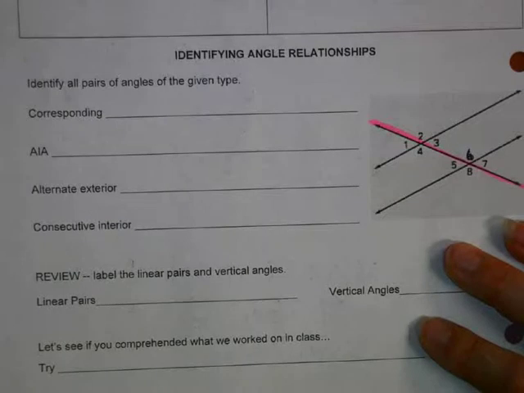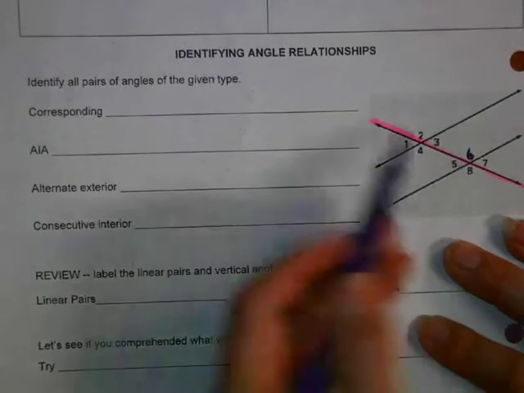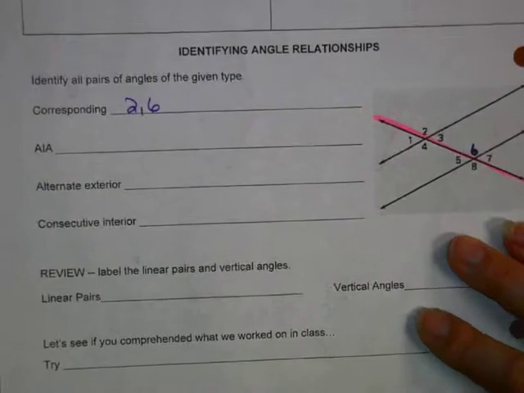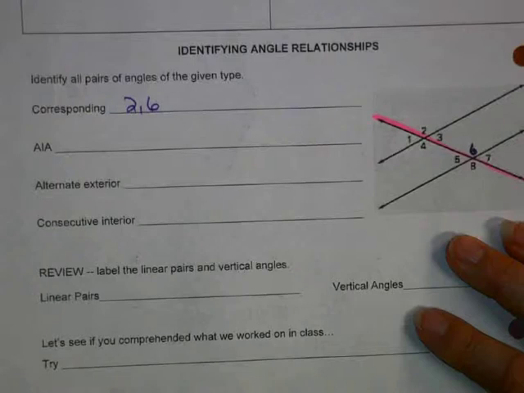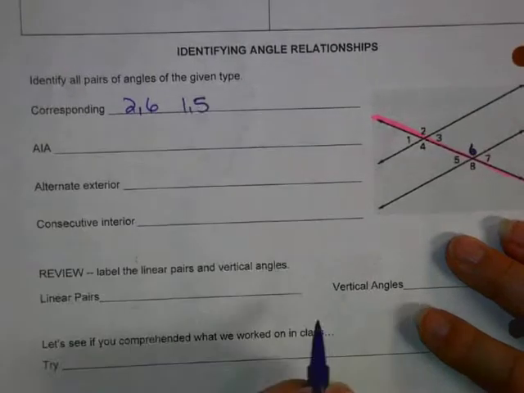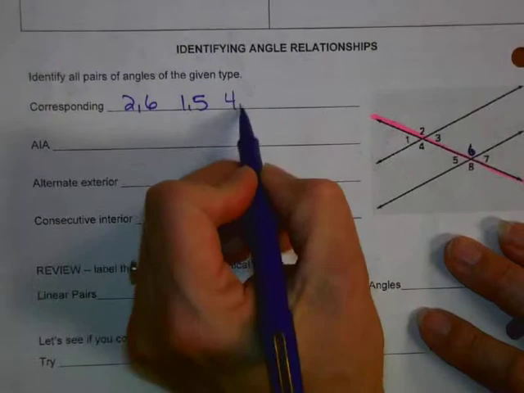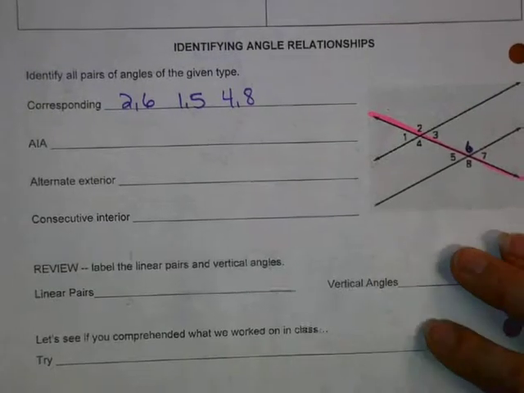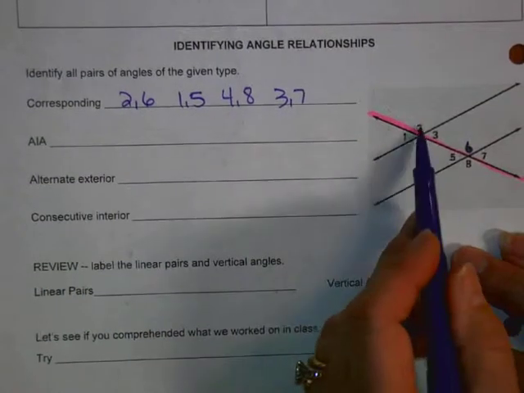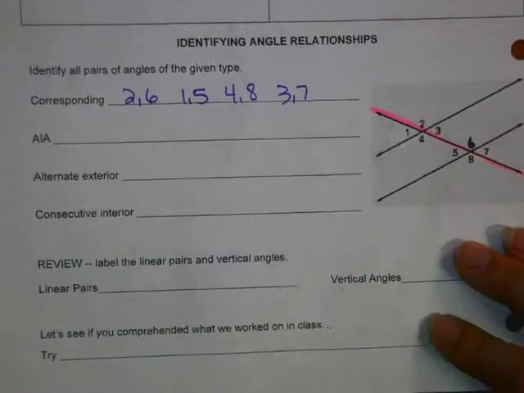Give me a pair of corresponding angles. 2 and 6, because they're in the same position in reference to the transversal. Okay, what else? Give me another pair. There's 4 pairs I'm looking for. 1 and 5. 4 and 8. And then one more. 3 and 7. You see it? 1 and 5, 4 and 8, 2 and 6, 3 and 7. Those are all corresponding angles.